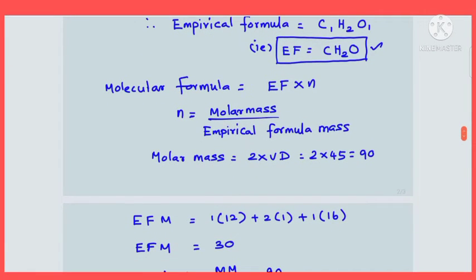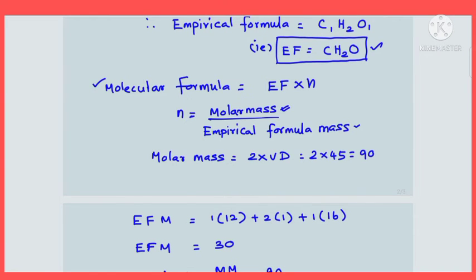This is the formula to find the molecular formula. Molecular formula is equal to empirical formula into n, small n. That small n is nothing but the molar mass of the compound divided by the empirical formula mass. Sometimes in the question itself they give the molar mass, which you can substitute in the numerator.